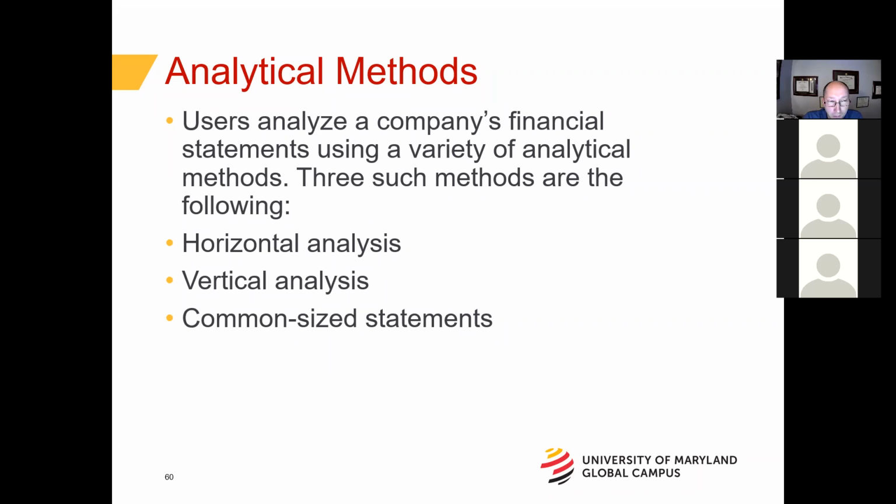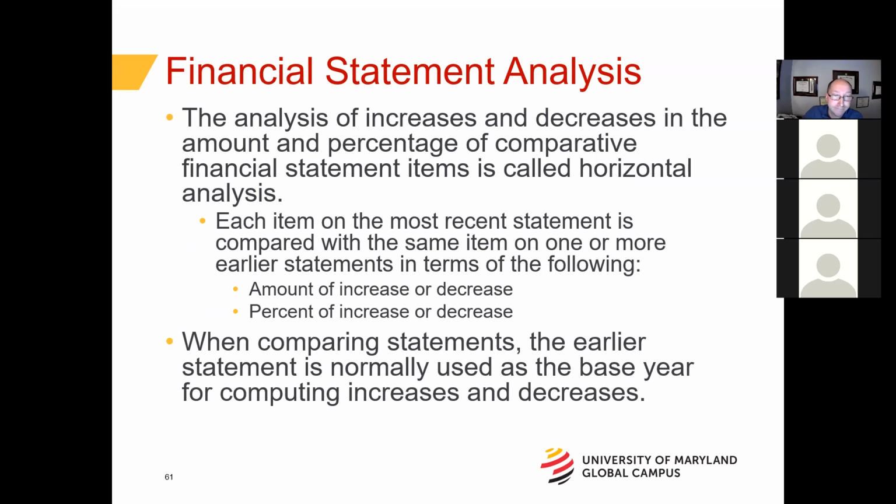So think of the terms horizontal, vertical, common-sized. Horizontal means across. We're comparing the same line items from period to period. Vertical, we're comparing the line items expressed as a percentage up and down. And then common-sized, we're expressing it as a percentage and comparing the company to another company. We'll talk about each one.